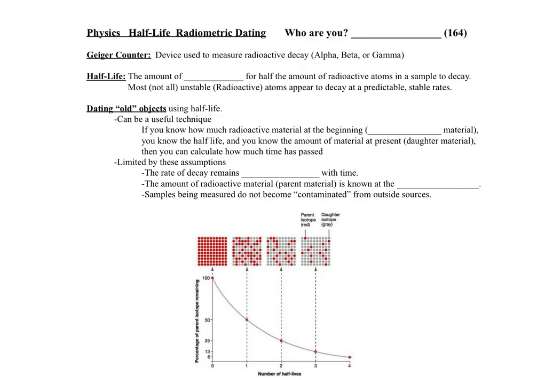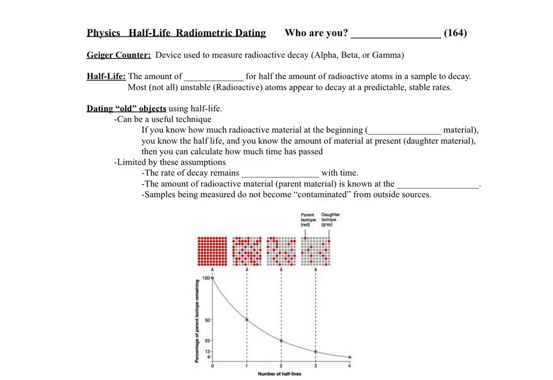A Geiger counter is a device that's used to measure the three main types of radioactive decay, alpha, beta, and gamma, that we studied in the last unit, 163. Alpha is basically a helium nucleus, 2 protons and 2 neutrons, that comes out of a nucleus. Beta is a high-speed electron coming from a nucleus, where a neutron, quote-unquote, changes into a proton. And gamma radiation is a high-energy photon coming from the nucleus.